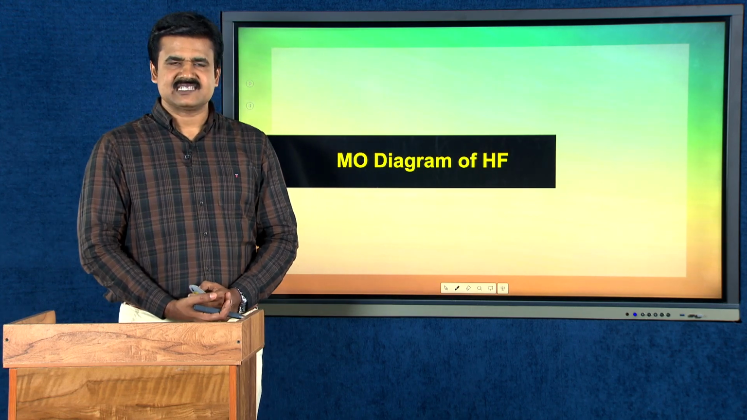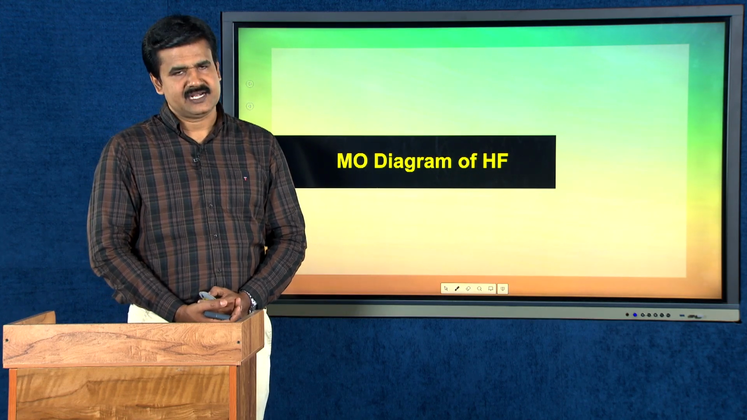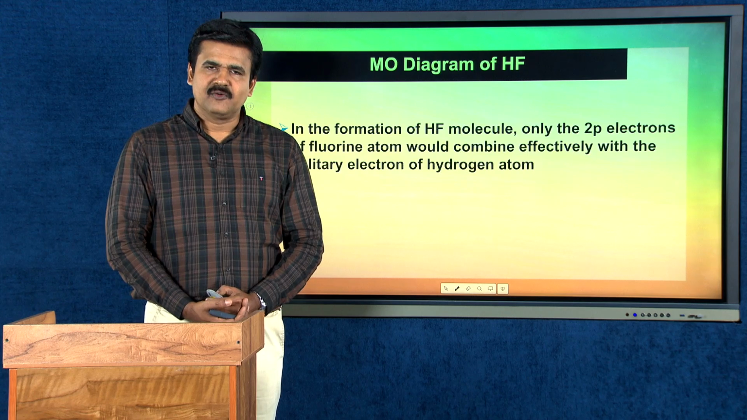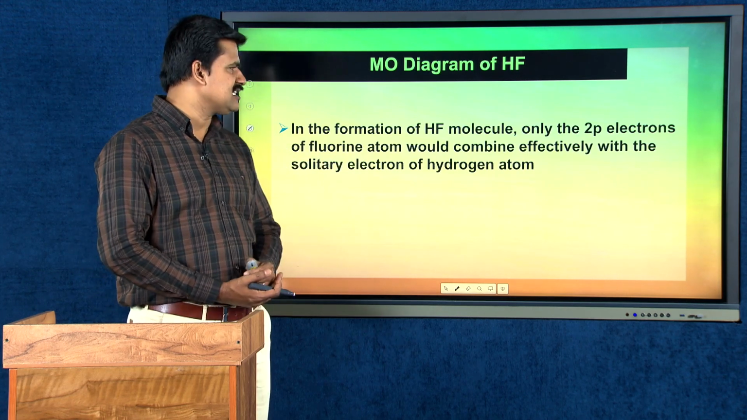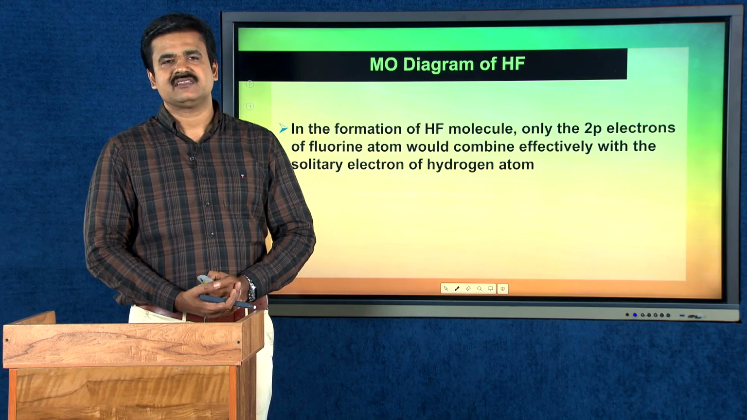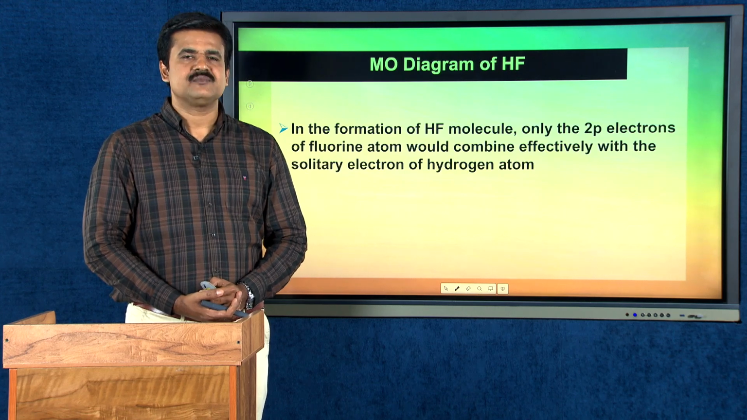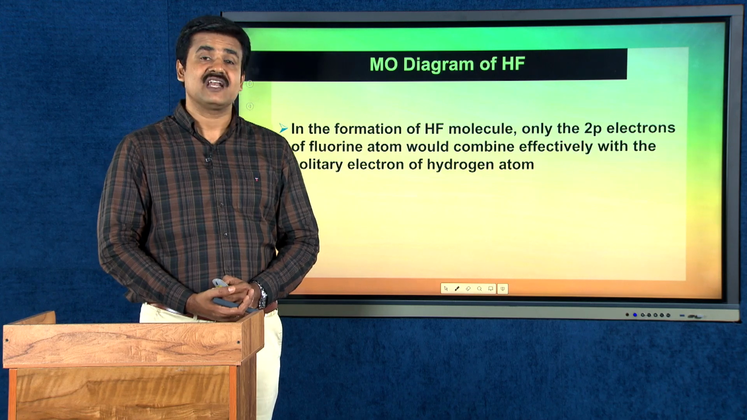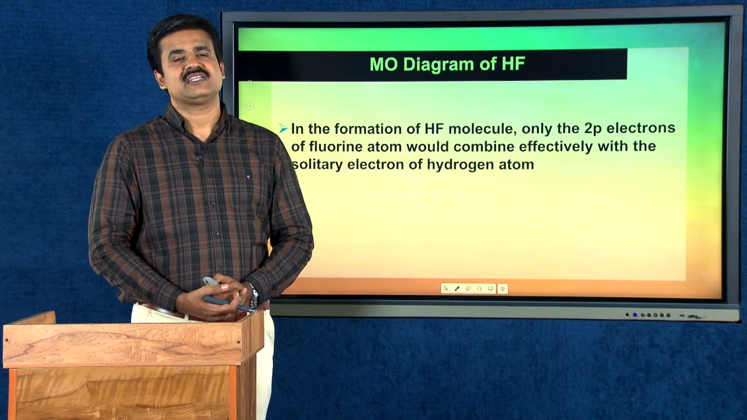Now we are discussing another heteroatomic diatomic molecule, hydrogen fluoride. We are now focusing on the molecular orbital diagram of the hydrogen fluoride molecule. In its formation, only the 2p electrons of the fluorine atom combine effectively with the solitary electron of the hydrogen atom. For hydrogen there is only one electron, and it undergoes bond formation with the half-filled 2p orbital of the fluorine atom.